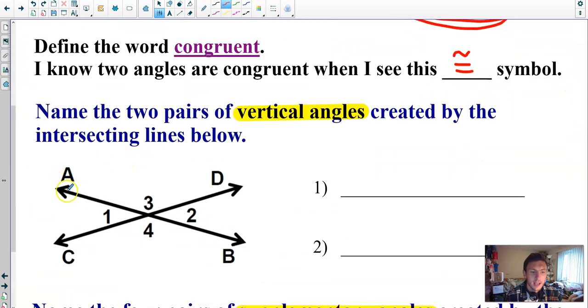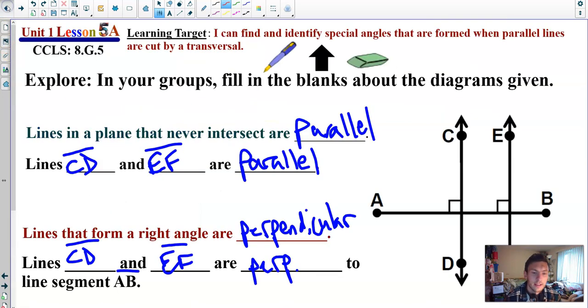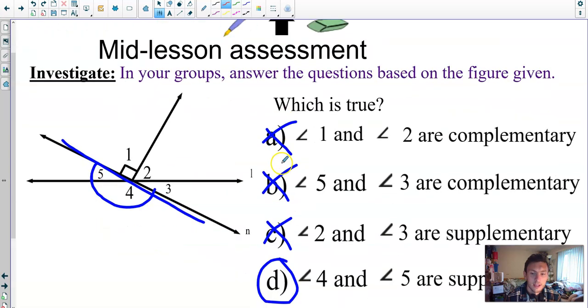We have intersecting lines. So line AB intersects with line CD, and it creates these four angles. And they want you to list two pairs of vertical angles. Remember, vertical angles are the ones that are directly across from each other. So if I look back at that multiple choice question, angles 3 and 5 were across from each other. And you can see how they kind of look like they're the same size, because they are.